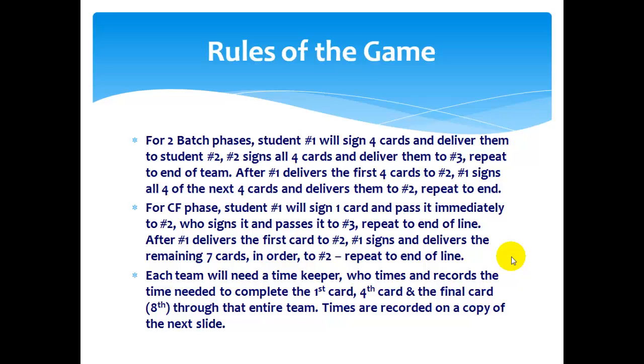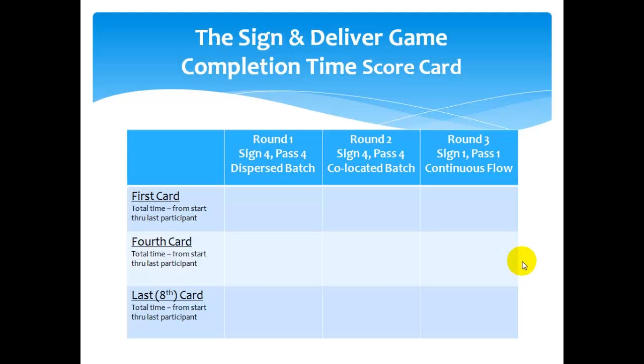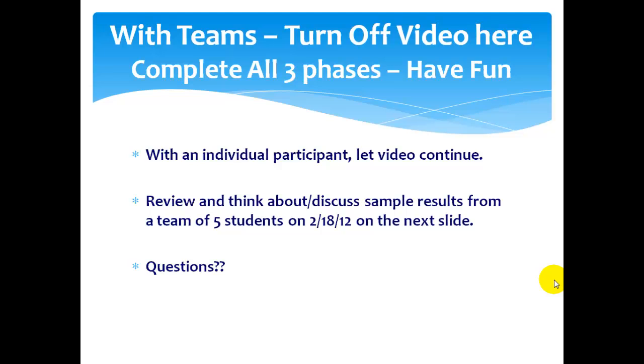Each team will need a timekeeper who times and records the times needed to complete the first, 4th, and final card, the 8th card, and record these times on the scorecard. Now, here is the scorecard for the Sign and Deliver game. We have the 3 rounds. We have the first, 4th, and 8th times for the first, 4th, and 8th processes or cards. With teams, you can turn off the video here, complete all 3 phases, have fun, and come back. With an individual participant, you can just let the video continue.